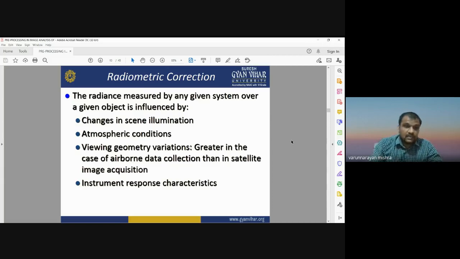There may also be problems because of the sensor instrument. The sensor doesn't work properly, or it works in a wrong way, or there may be some system malfunction. These are some factors that affect the radiance measured by any sensor. So the errors caused by the factors shown here are reduced by performing the radiometric correction.